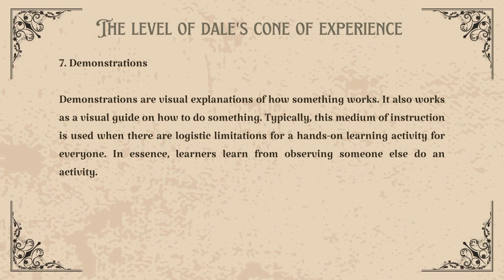Next is demonstrations. Demonstrations are visual explanations of how something works. It also works as a visual guide on how to do something. Typically, this medium of instruction is used when there are logistic limitations for hands-on learning activities for everyone. In a sense, learners are just observing someone else do an activity.